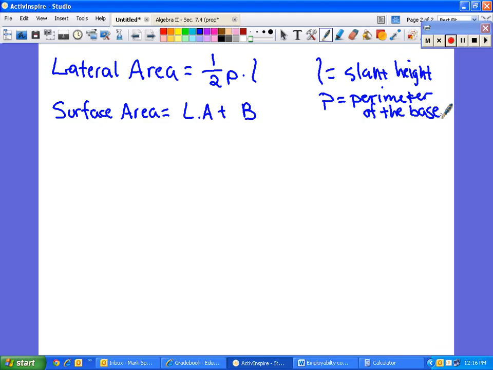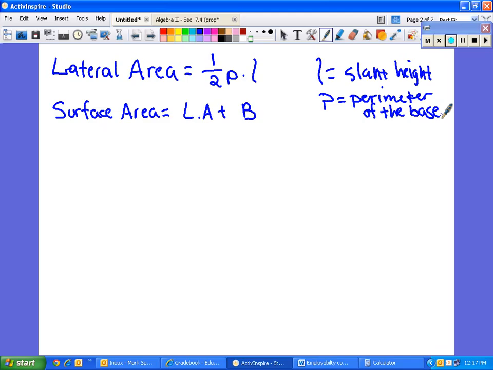The surface area, as for every other shape, is the lateral area plus the area of the base. What differentiates a pyramid from a prism, obviously, is that a pyramid only has one base, whereas a cylinder and other types of prisms have two bases. So you're still going to have to find the area of the base, and the formula you use will be determined, of course, by what shape the base is. If it's a square, it's one type of formula. If it's a hexagon, it's another type of formula.